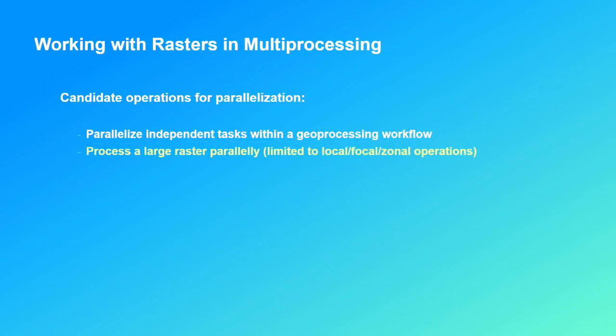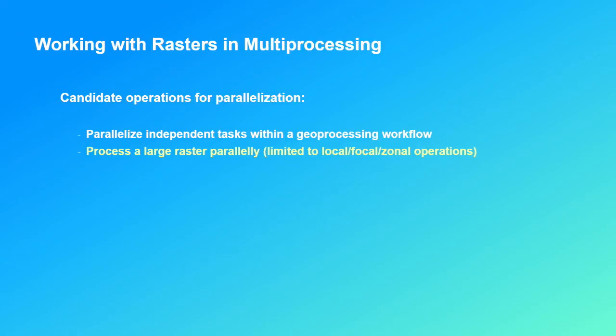So the second class of problem that I'd like to think of when it comes to parallelization is processing a really large raster. You may have a raster with billions of data points for the entire United States or the entire world. And today, with increasing resolution, these data sizes have grown considerably. So today I will limit my discussion to local, focal, and zonal raster operations.